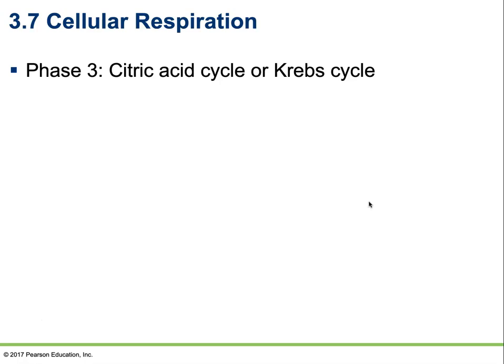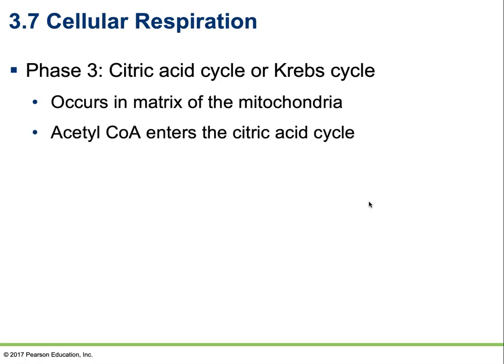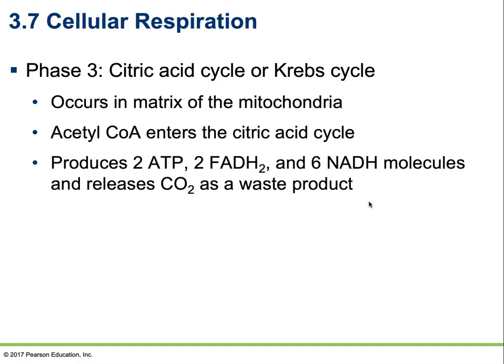Next, we move into phase 3, the citric acid cycle or the Krebs cycle, named after the gentleman who discovered it. The Krebs cycle also occurs in the matrix of the mitochondria. Review again, what is the matrix of the mitochondria? In this step, acetyl-CoA is going to enter the citric acid cycle, and we're going to produce 2 ATP, 2 FADH2, and 6 NADH molecules. We're also going to be releasing carbon dioxide as a waste product.